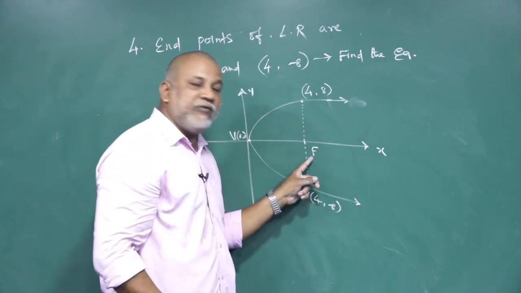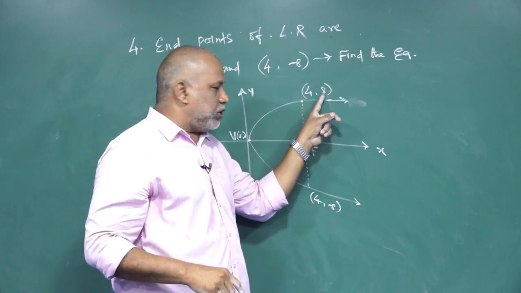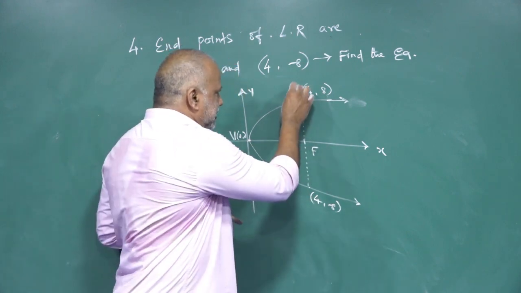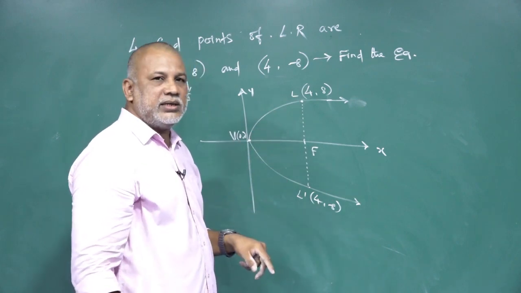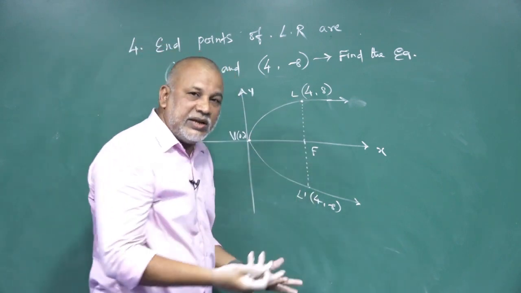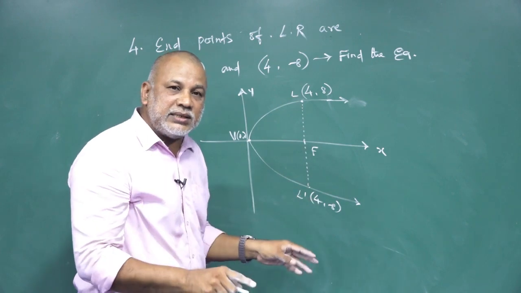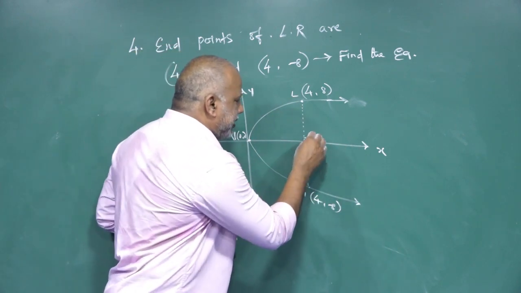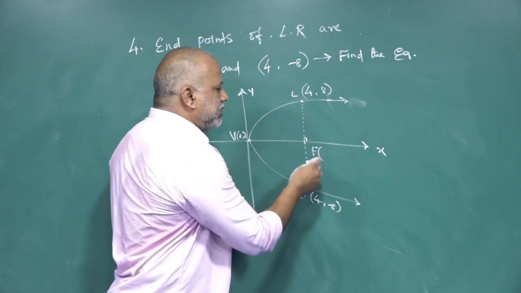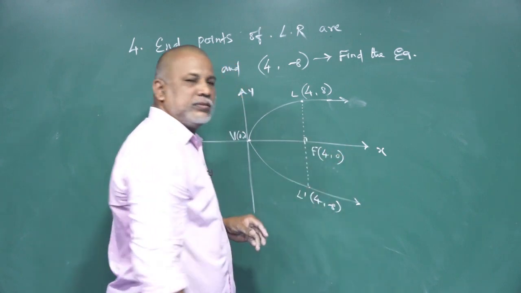See, what is the value of the focus here? This must be (4, 8). Then say this is L and L dash. L is (4, 8) and L dash is (4, -8). It is a perpendicular line, because what is the definition? The latus rectum is a focal chord perpendicular to the axis. Therefore, here it must be perpendicular. So now this point must be (4, 0) only.